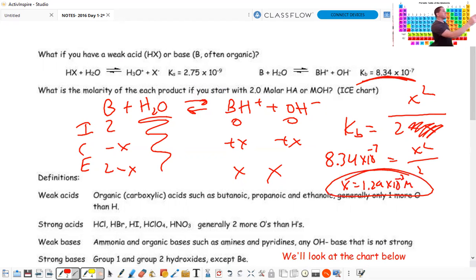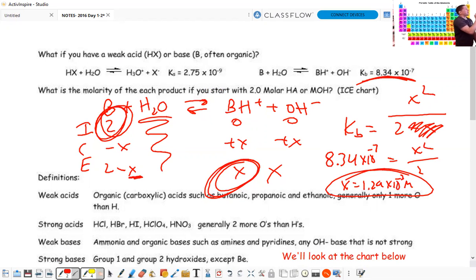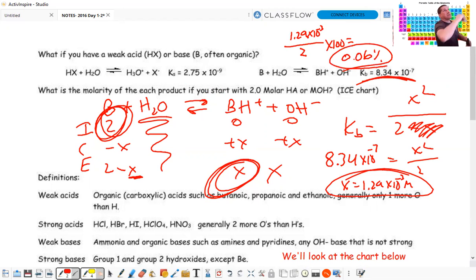So what I said you got to do is, how much is X compared to the initial? In other words, the minus compared to what we're subtracting it from. So what we do then is a percentage. So we put 1.29 times 10 to the minus 3, which is what I got for X, divided by the initial molarity, and then times 100. And this is our percent ionization. So divided by 2 times 100, and you can see it comes out to be 0.06% ionized. So way less than the 5% that we would have to worry about not ignoring this minus X.